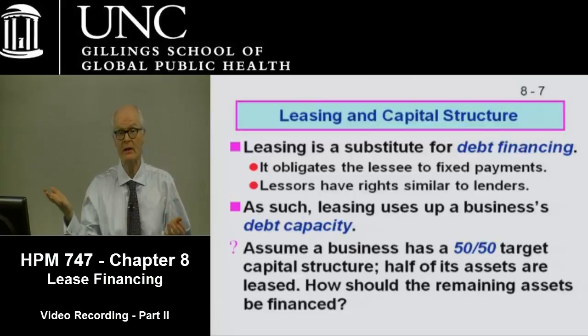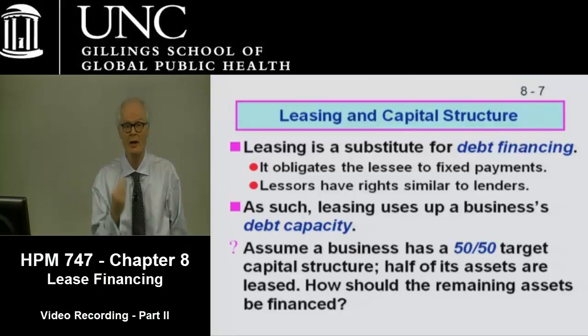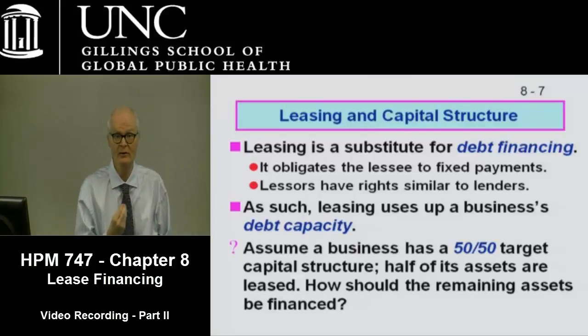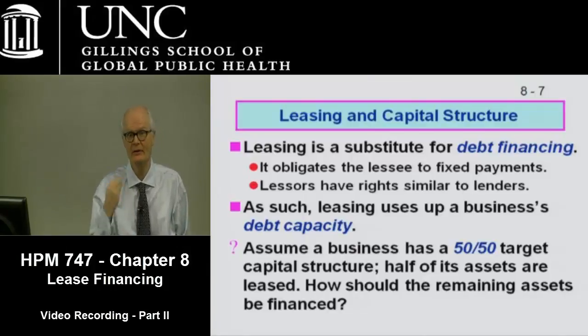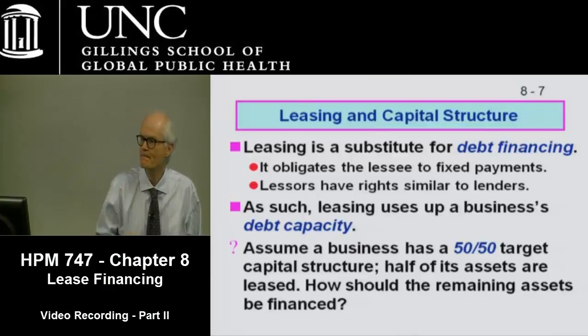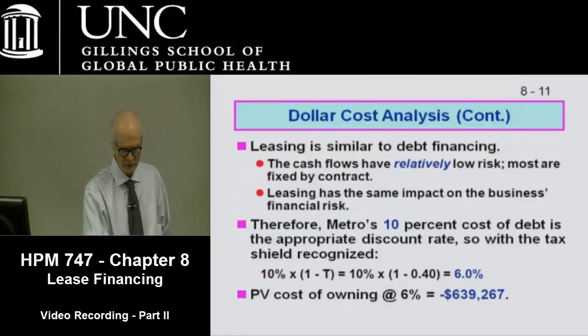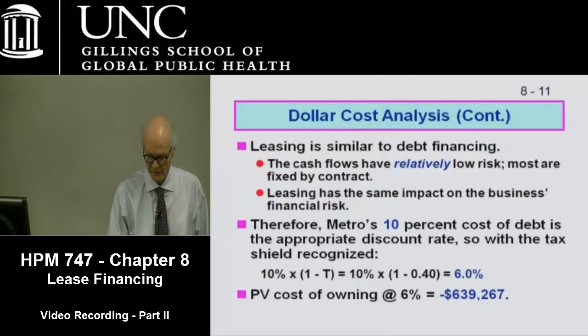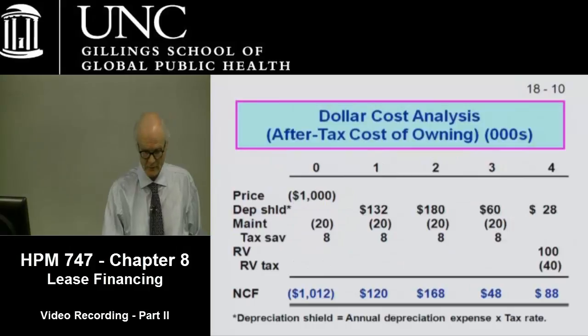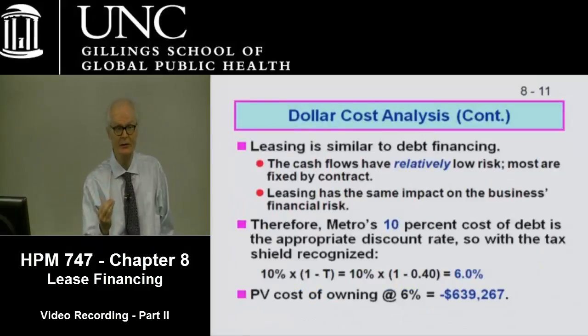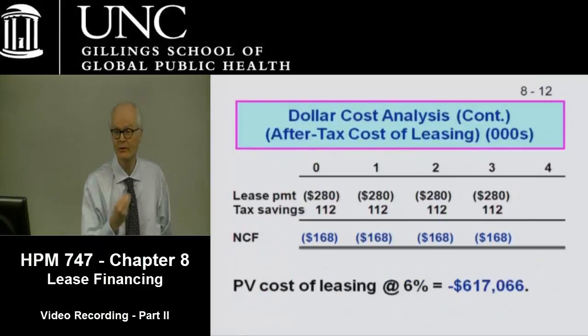So we're going to take the leasing cash flows and discount them by the after-tax cost of debt. Amy? On slide 11, where did you apply that 6% at the bottom to get the present value? I took those cash flows previously and discounted them by 6%. And here I'm taking the leasing cash flows and discounting them by the 6% as well.